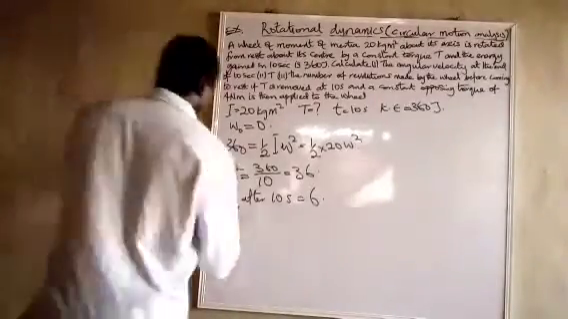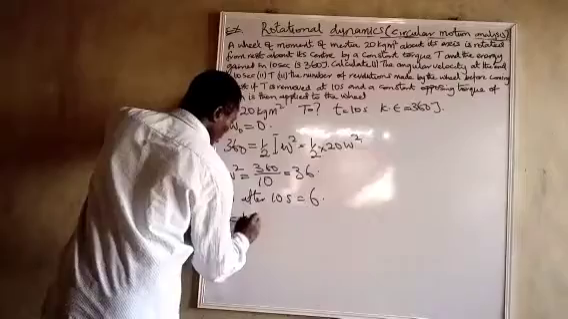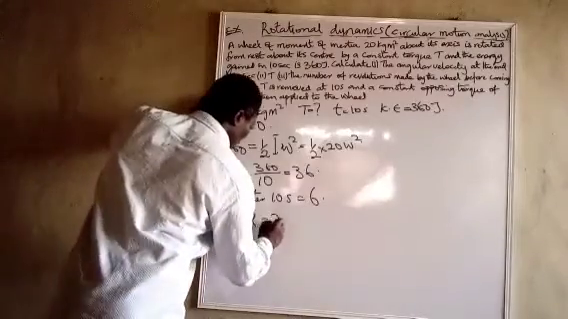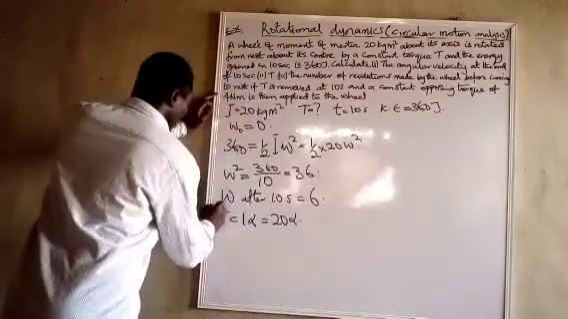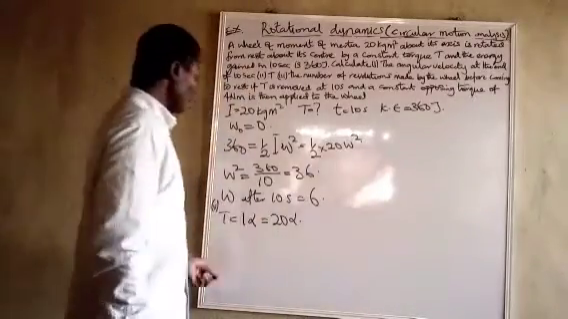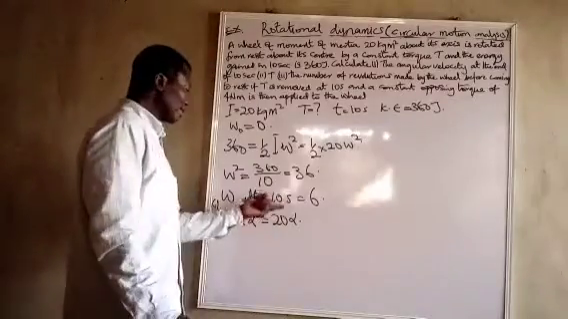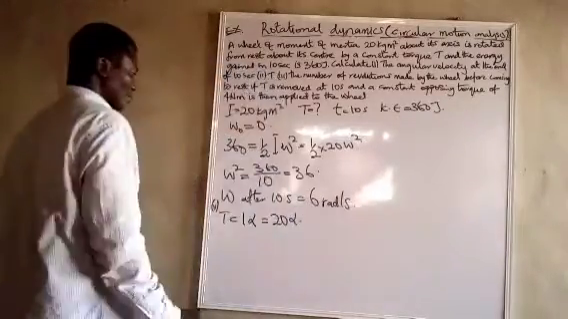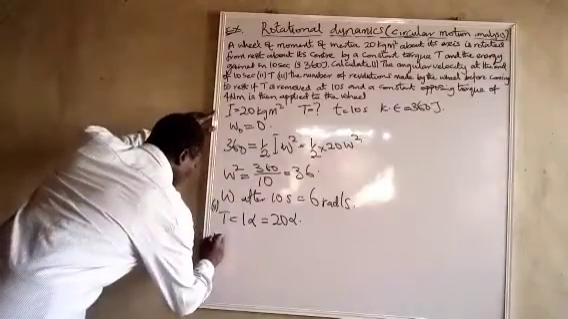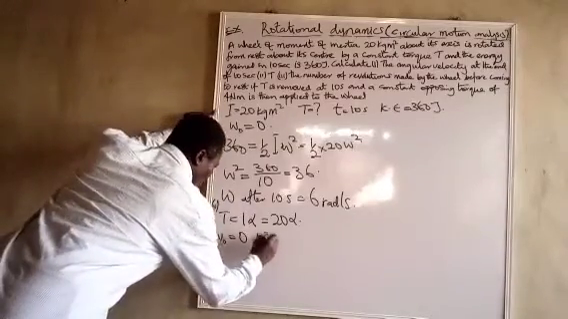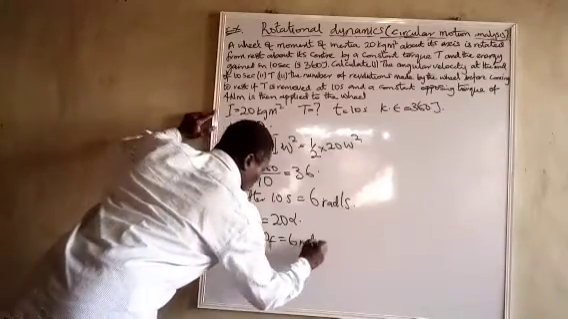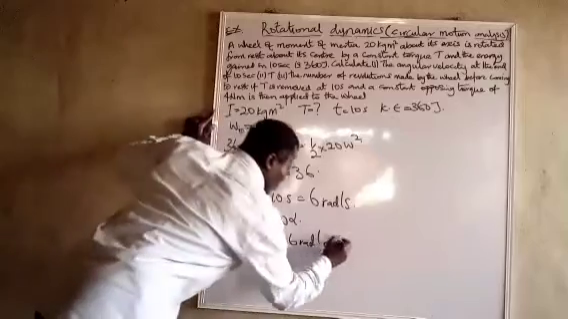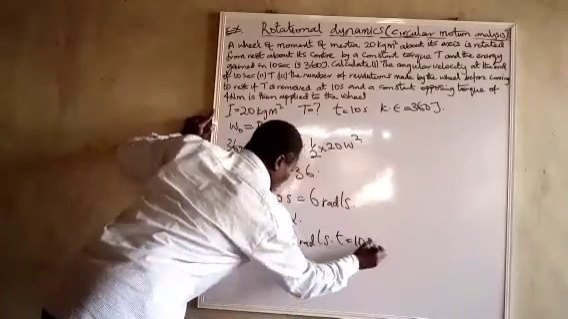Now, we know that T equals I alpha. And what is our I? So 20 alpha. This is the second part. And we know one thing, that after 10 seconds, we have 6 rad per second. Initial is equal to 0, final is equal to 6, and time is equal to 10. So we can find our alpha here.